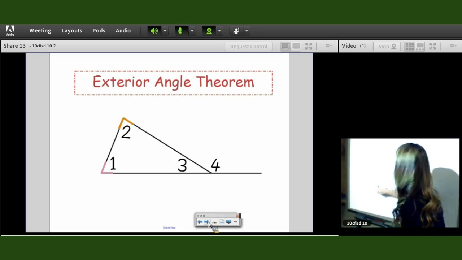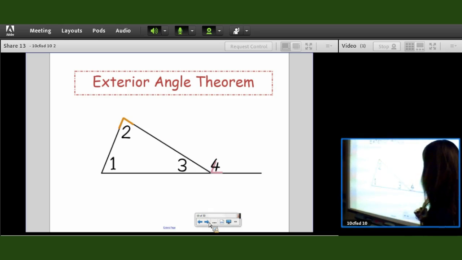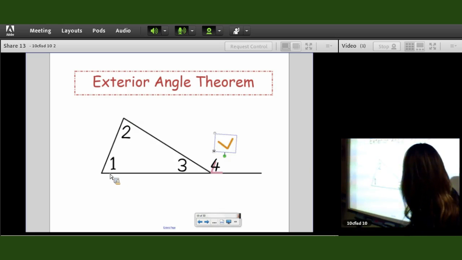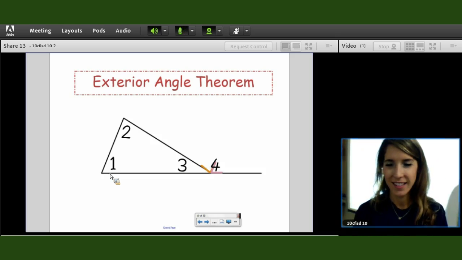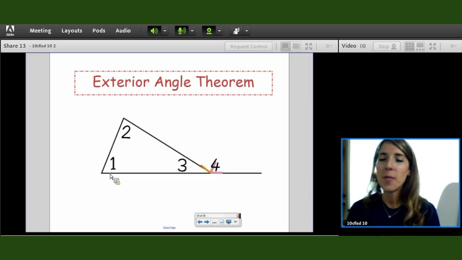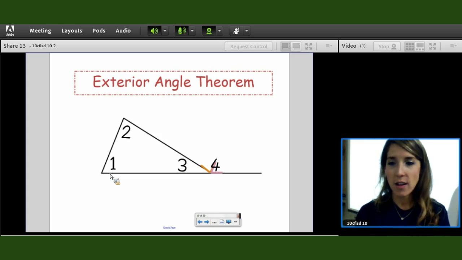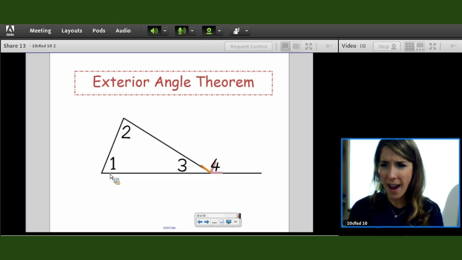So I'm going to show you pictorially what this theorem is, and then we'll write it out in words. I'm going to take angle number 1, and I'm going to translate it right there. I'm going to take angle number 2. I'm going to rotate it, but not change the measure of the angle. And what can we conclude? 1 plus 2 equals 4. Goes against everything you learned in kindergarten. Yes. So what it's saying is that the measure of angle 1 plus the measure of angle 2 equals the measure of angle 4.